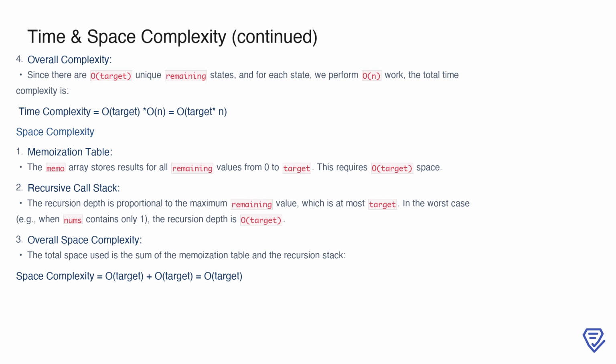Shifting to space complexity, the memo table stores results for all remaining values from 0 to target, requiring O(target) space. Additionally, the recursion stack depth depends on the maximum remaining value, which can also reach up to target in the worst case. Therefore, the total space complexity combines the space used by the memoization table and the recursion stack, resulting in O(target) + O(target), or simply O(target).